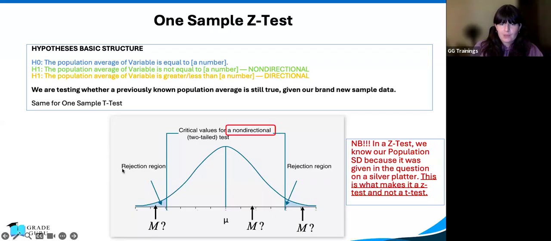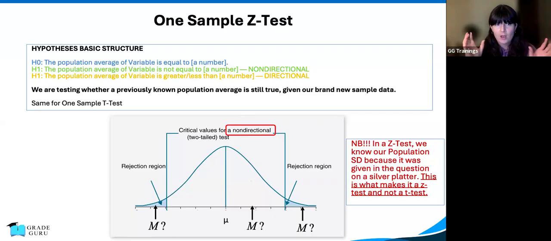Now, this particular normal distribution, you can see that there's a rejection region in each tail. Why is that the case? Because we're dealing with a non-directional H1 in this scenario. If it's non-directional, that means we don't know if it's going right or left. We don't know if it's greater than or less than. We have to account for the possibility that it could be in both sides.